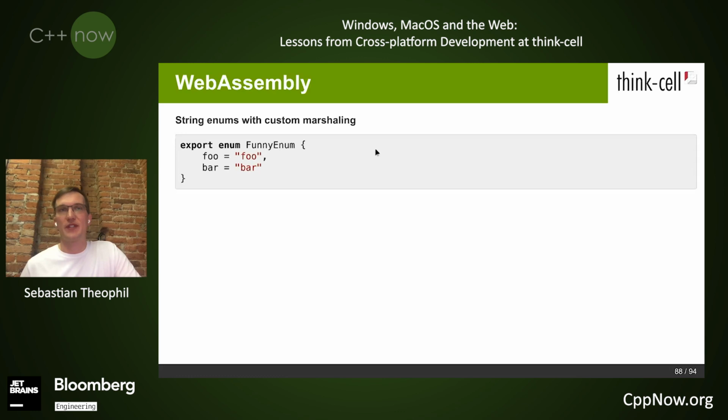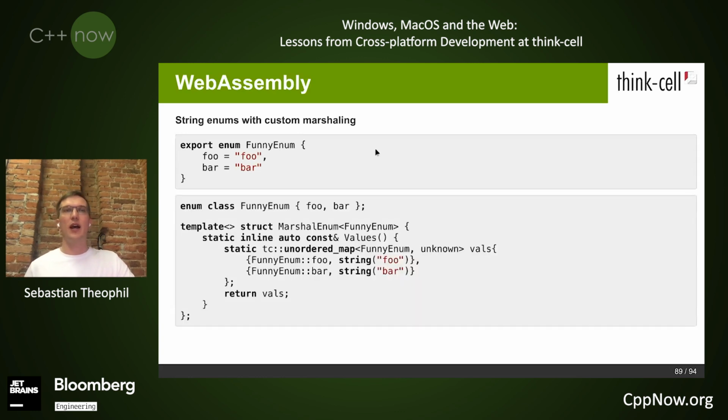TypeScript also supports enumerations with string values. The enumerations can even have mixed string and integer values. What do we do in C++? Well, we just declare a normal C++ enumeration class with just the enumeration values. And we implement custom marshalling and send something else to JavaScript. So here there's a structure, marshal enum, that our tool can look up at compile time, and that contains a function with a map that maps the C++ enum value to the JavaScript string value that we actually have to send to the JavaScript world.